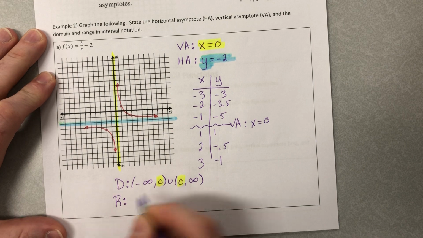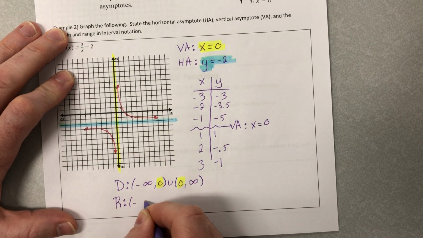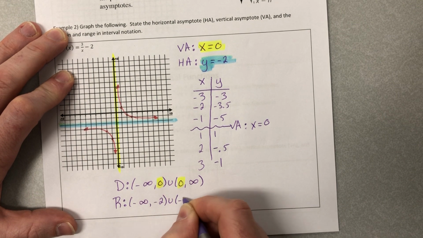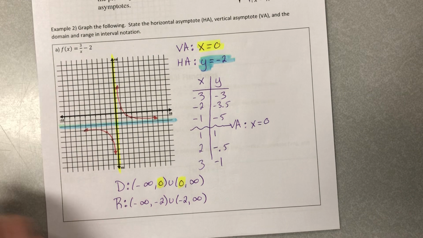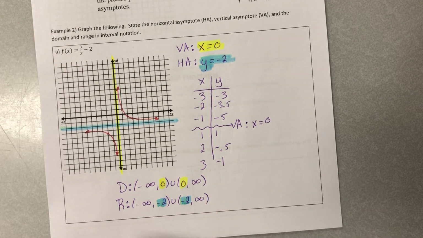For our range, it's whatever our y cannot equal, which is -2. So we'd say -infinity to -2, parentheses, -2 to infinity. Because -2 is the only value that we cannot have for our y values.